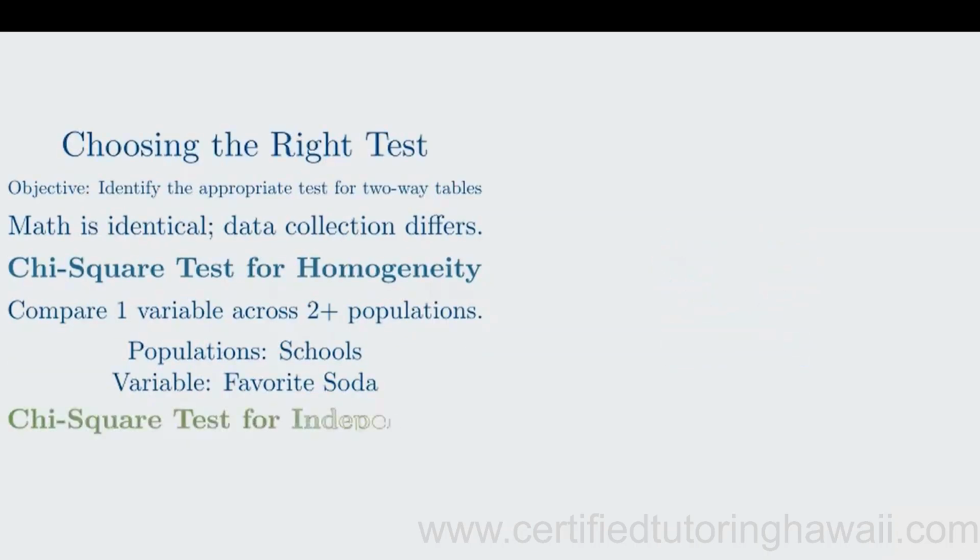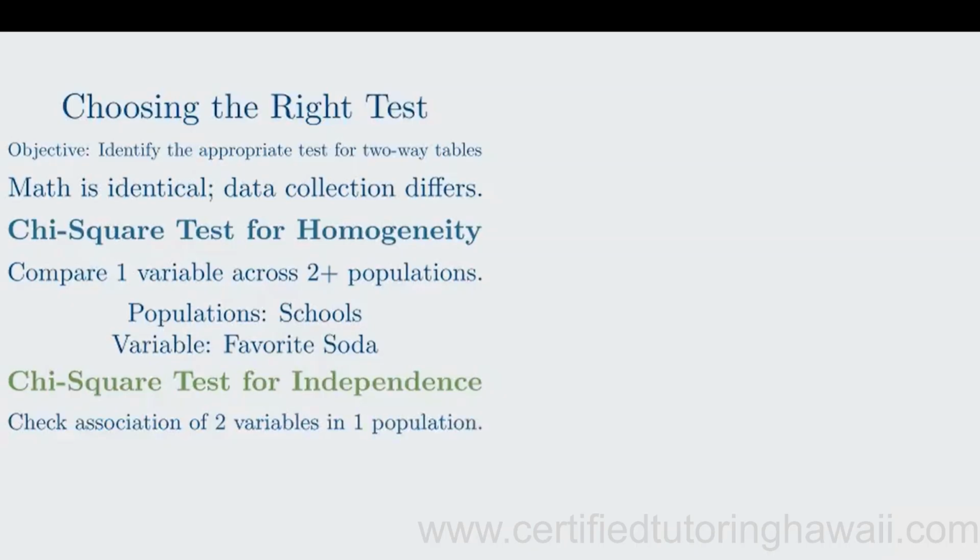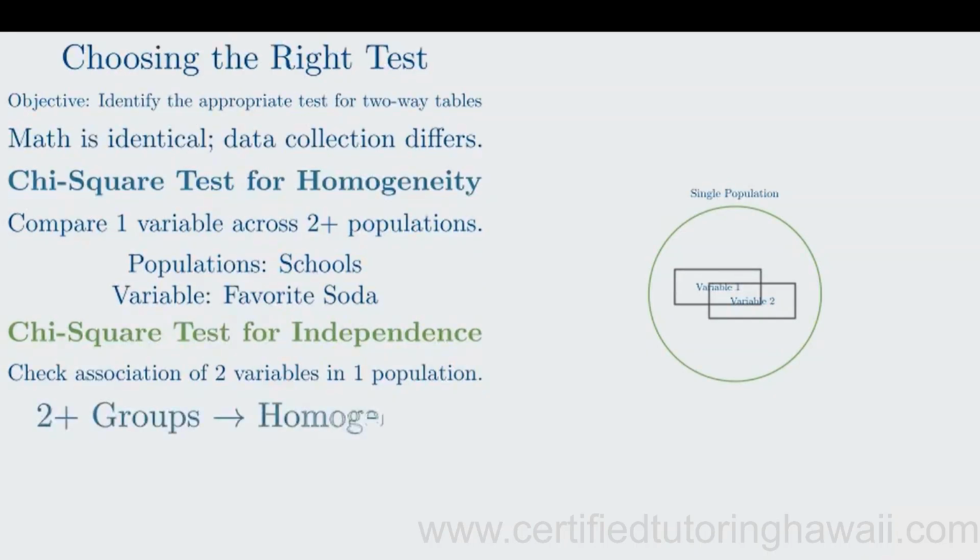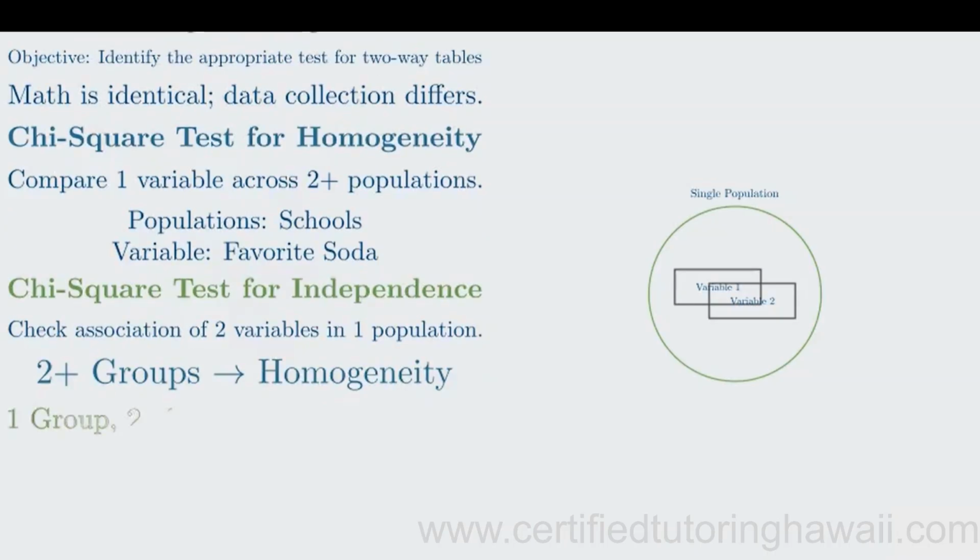On the other hand, the chi-square test for independence is used when we have a single population, but we want to see if there is an association between two different categorical variables. For example, if we take a random sample of 200 adults, we might want to know if there is an association between their exercise habits, one variable, and their sleep quality, a second variable. So, the key question to ask yourself is, was the data collected from two or more separate groups to compare them? That is homogeneity. Or was it one group where we measured two different things? That is independence.